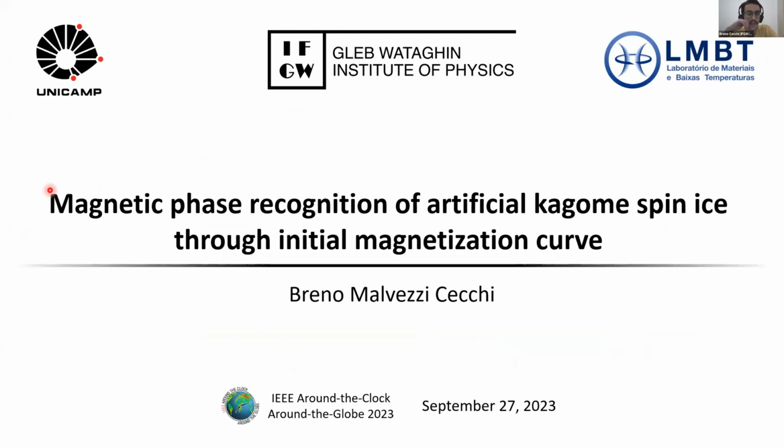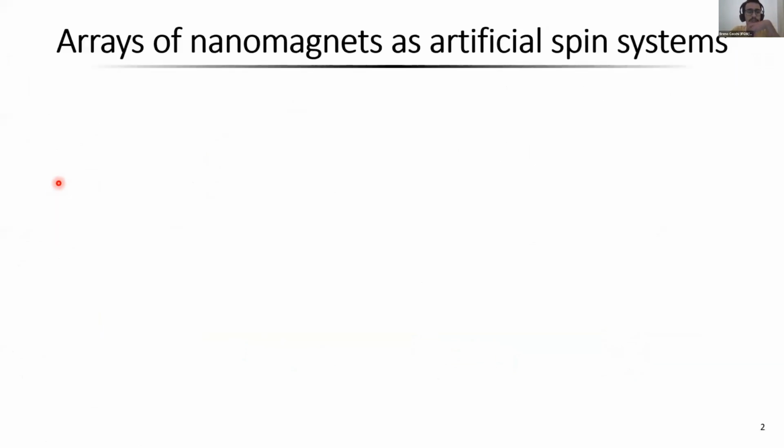So the title of my talk is Magnetic Phase Recognition of Artificial Kagome Spin Ice through Initial Magnetization Curve. For almost 20 years, arrays of nanomagnets have been attracting the interest of the community of frustrated magnetism and statistical physics because they can act as artificial spin systems.